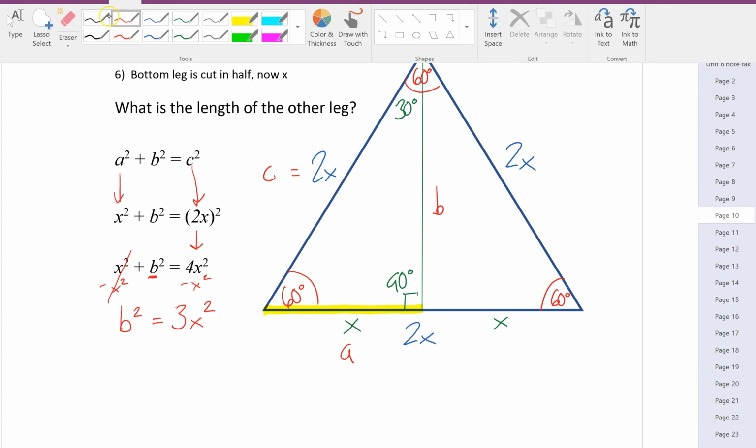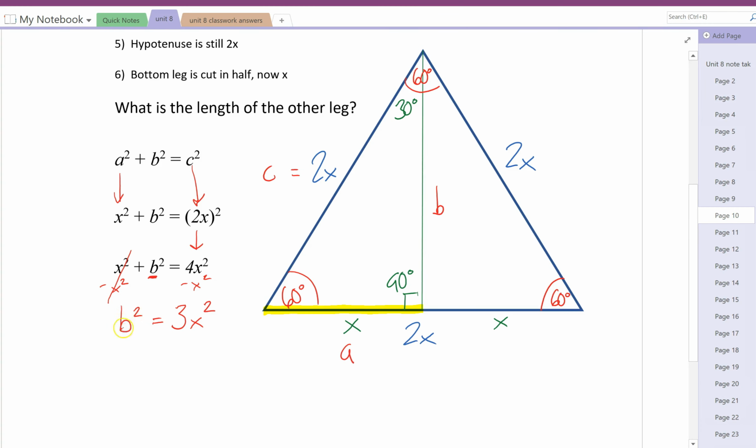And now I'm back to where I have b squared instead of just b. I want to get rid of this squared, and the way I do that is to take the square root. If I take the square root of the left side, I have to take the square root of the right side. The square root of b squared is just b, which is what I was going for. On the right side, I would have the square root of x squared times the square root of 3. I just broke apart the radicand here. The square root of x squared is just x, so b is equal to x times the square root of 3.